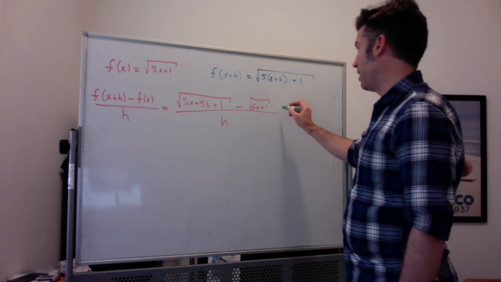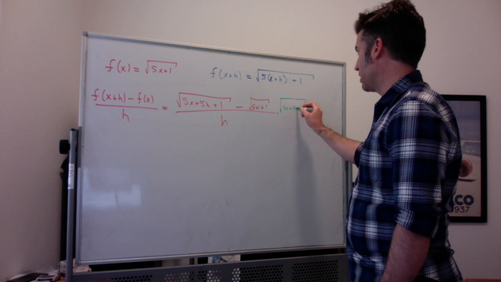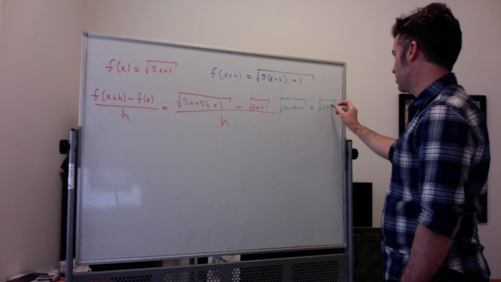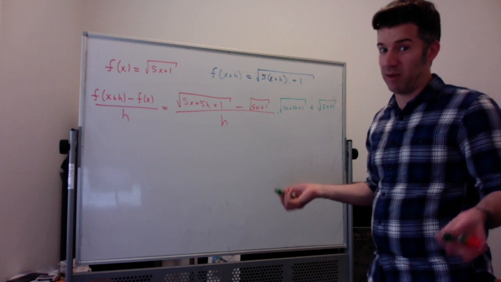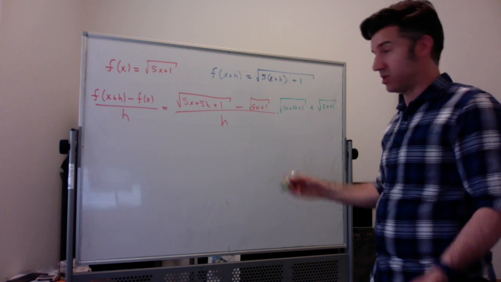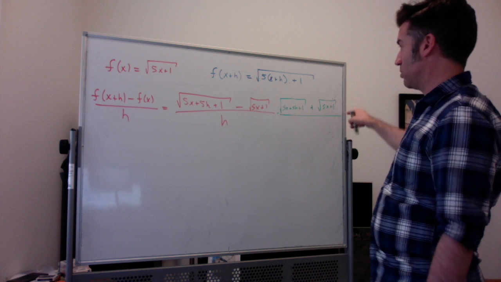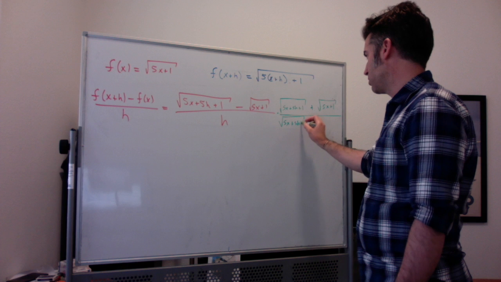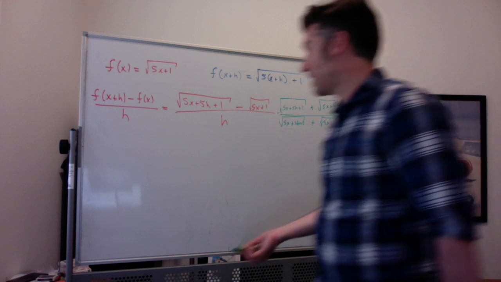Basically, a conjugate is just the same expression with the opposite sign in the middle. So I'm going to multiply by the square root of 5x plus 5h plus 1 plus the square root of 5x plus 1. But I can't just multiply by anything I want. The only thing I'm allowed to multiply by is 1, because that's the only thing that doesn't change the thing. So I'm really multiplying by the square root of 5x plus 5h plus 1 plus the square root of 5x plus 1 over the same square root of 5x plus 5h plus 1 plus the square root of 5x plus 1.